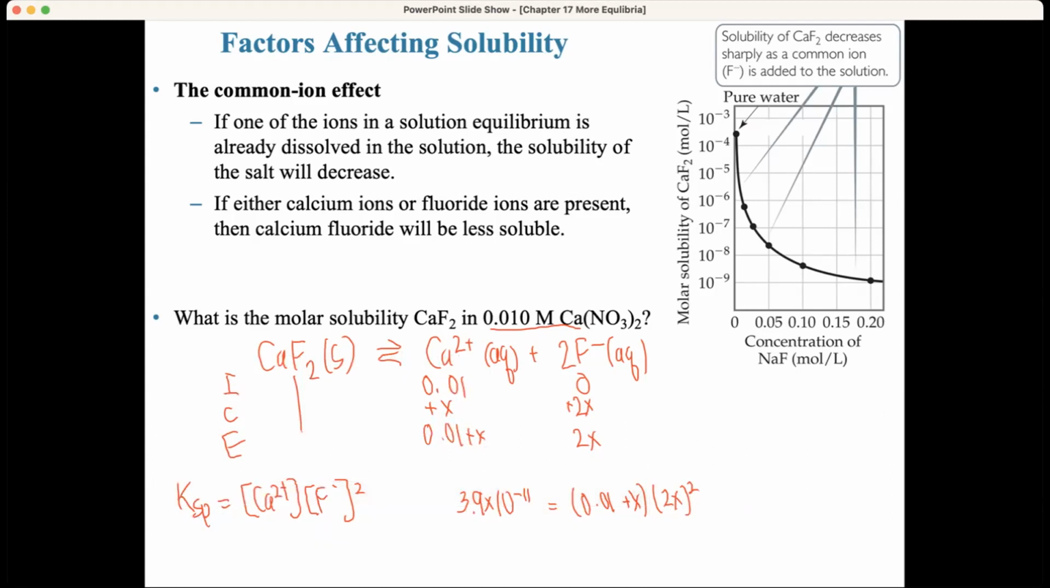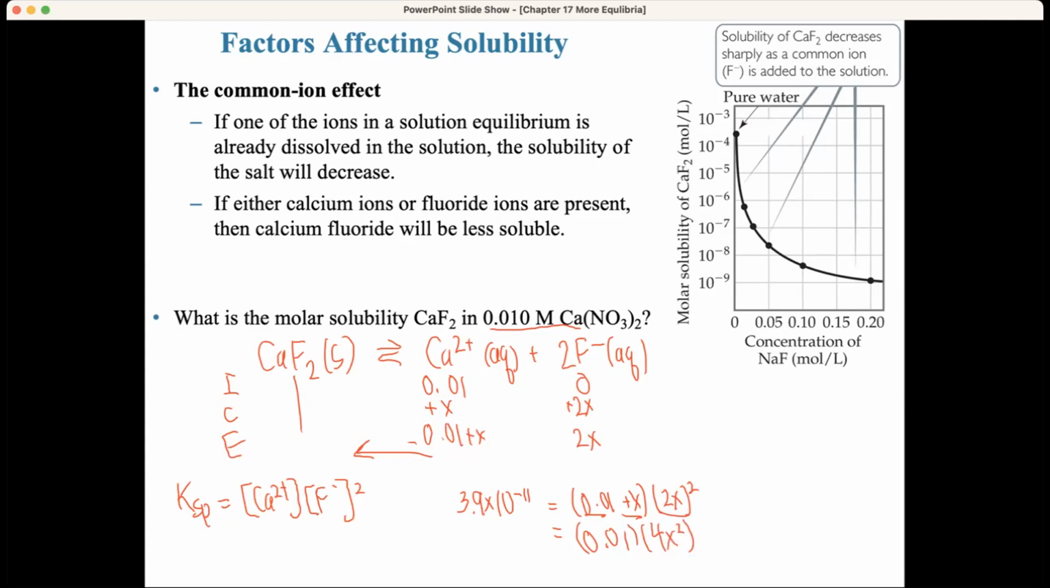So just like before, this is a pretty high concentration of calcium compared to how much dissociated, and we're going to be shifting even more that way. If you want to, we can do the whole route. It's up to you. But I'm going to make the approximation that 0.01 plus X is going to be so small because I'm going to be dissociating even less calcium than I would if it was by itself, that I'm actually just going to write this as 0.01. I'm not going to put the plus X, and then I'll do 2X squared, which is 4X squared.